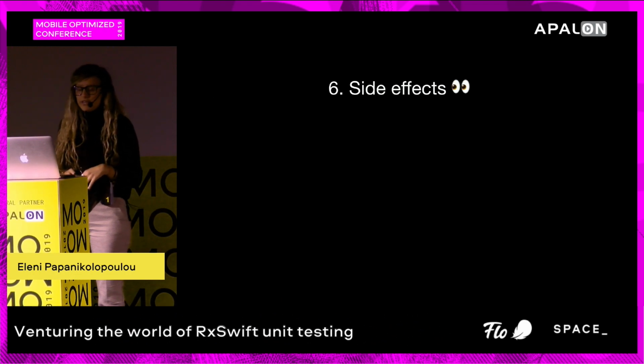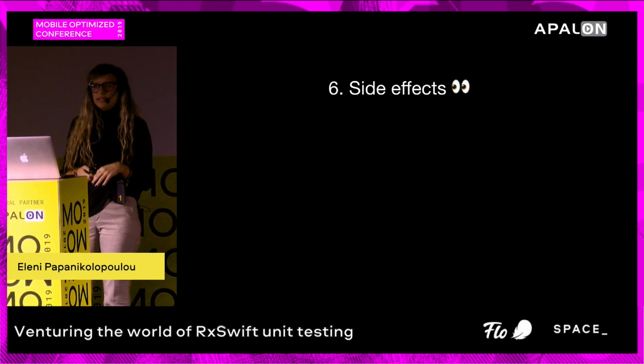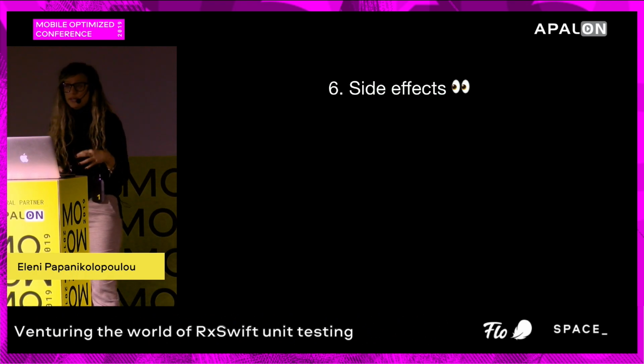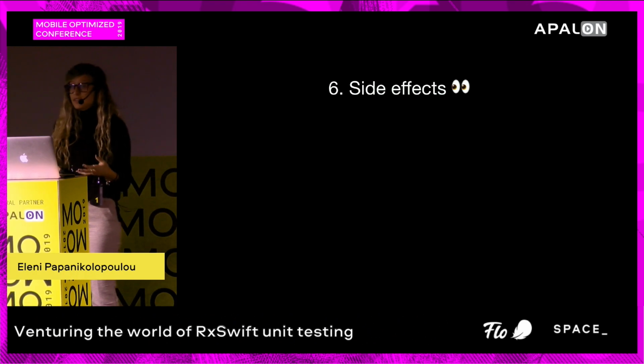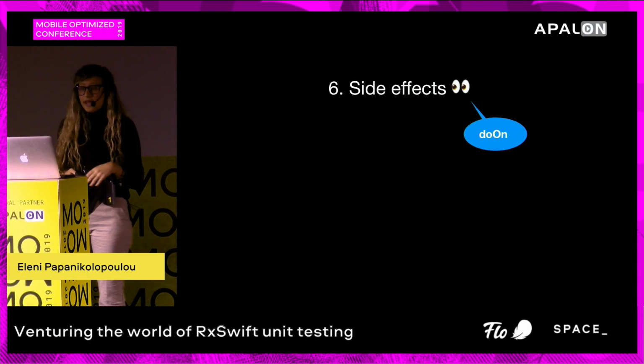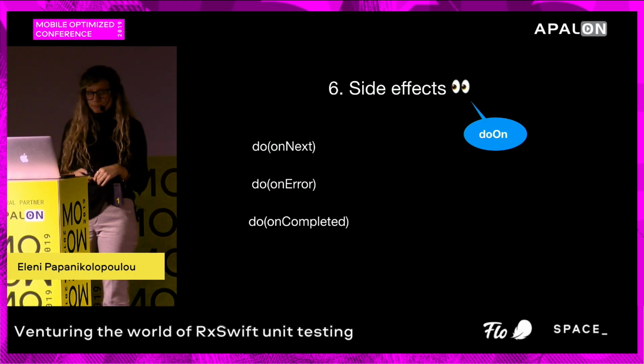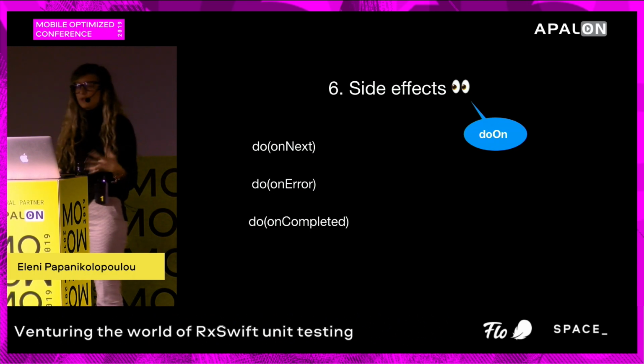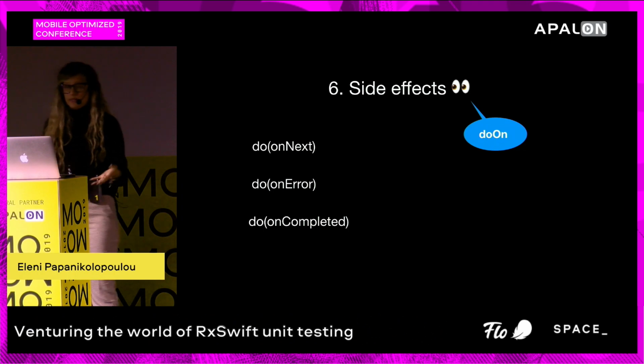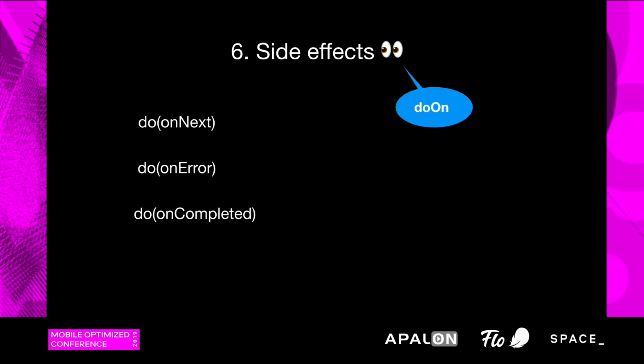Then we have side effects. Side effects are basically callbacks that are registered and executed once certain events in the observable sequence take place. And we do that by using the do-on operator. So we have the do-on-next, the do-on-error, and do-on-completed. We call the do-on-next if we want to execute the callback after the event is emitted. We call do-on-error if we want to execute the callback in the case of an error, and the do-on-completed if we want to execute the callback once the observable sequence is completed.